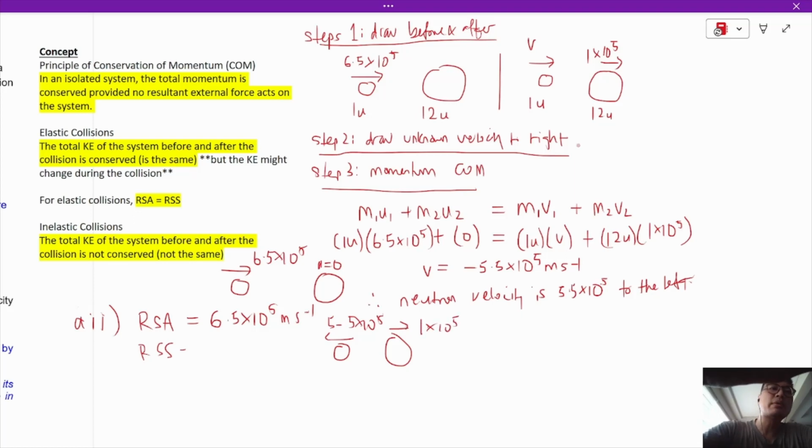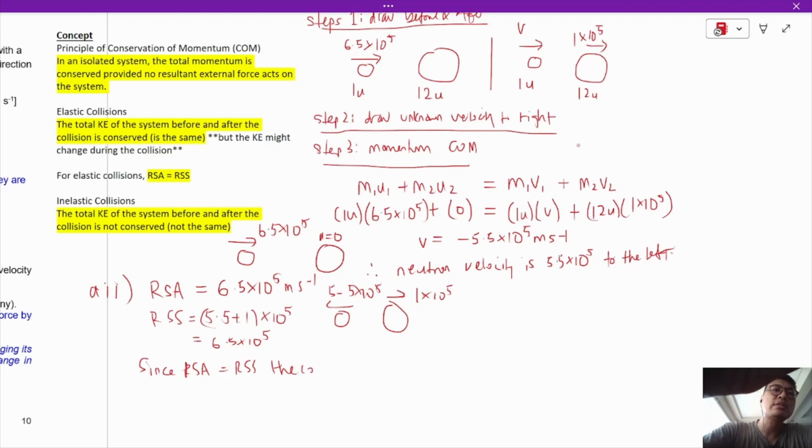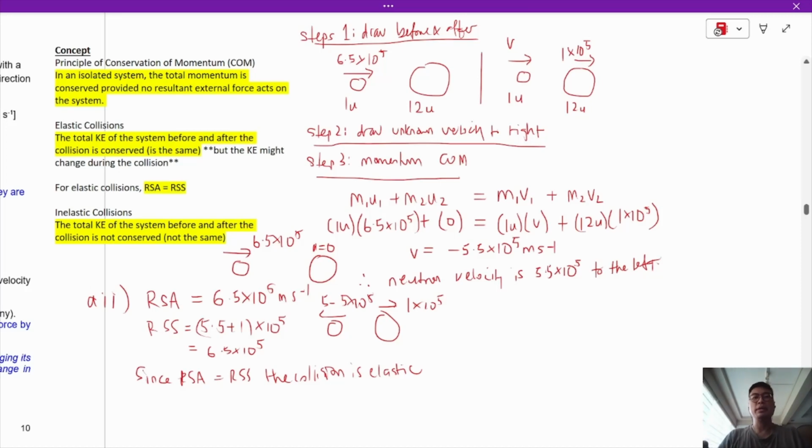So the relative speed of separation will be 5.5 plus 1, multiplied by 10 to the power of 5, which is 6.5 times 10 to the power of 5. Now you notice that the RSA is equal to the RSS. So we write down, since RSA is equal to RSS, the collision is elastic. This is the way to determine whether the collision is elastic or not. Next, we're going to go to part B, which is a different question.